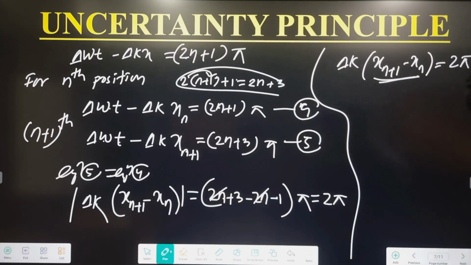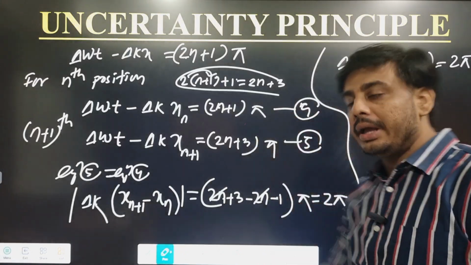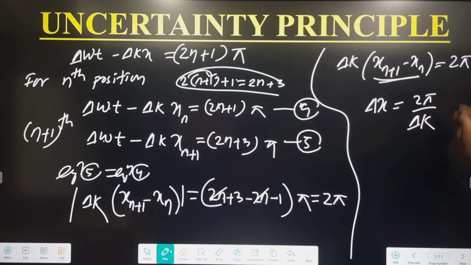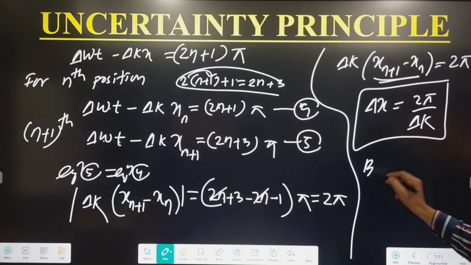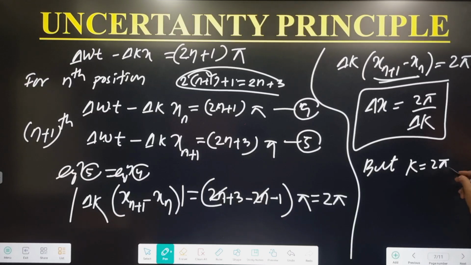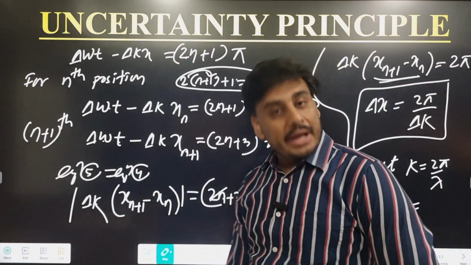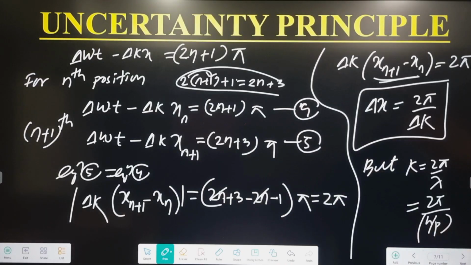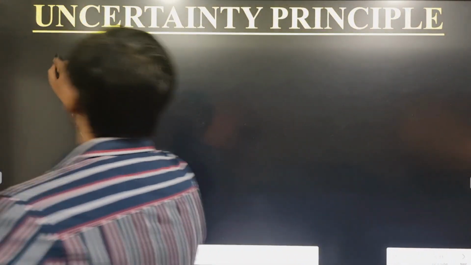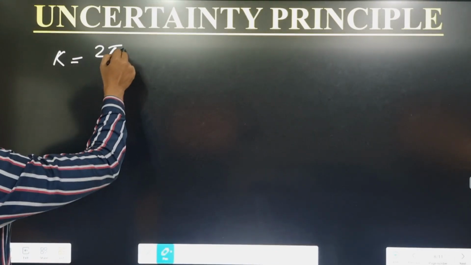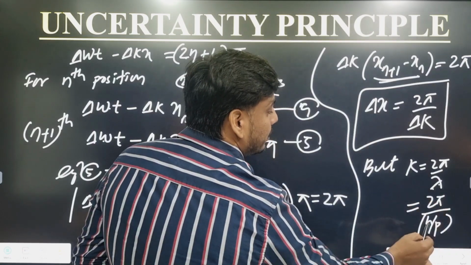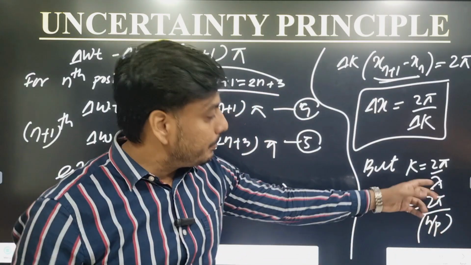This is nothing but the difference between the n plus 1th and nth position, which is equal to the error or the uncertainty. So delta x equal to 2 pi by delta k. We get a formula here. But we already used the formula k equal to 2 pi by lambda. And from the de Broglie wavelength, we know that lambda equal to h by p. So 2 pi by lambda is nothing but 2 pi p by h. Here you can see k equal to 2 pi by lambda equal to h by p, cross multiplication gives 2 pi p by h.